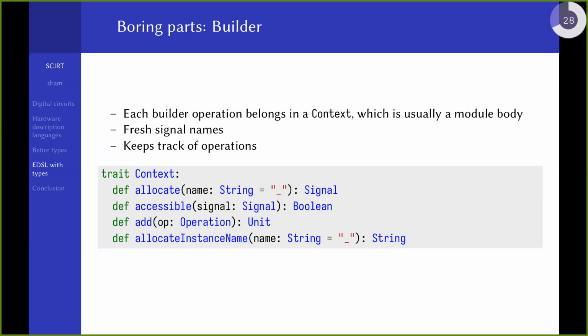And now there's a builder. Each builder operation, like we're building a graph, will belong to what I would call a context, which is usually a module body. We can allocate fresh signal names and keep track of what operations we have added to this module, so we can spit out the graph later on. So this is, as expected, like any other circuit generator.